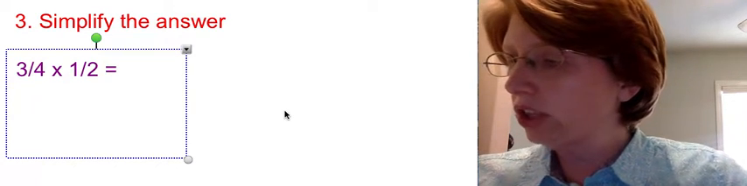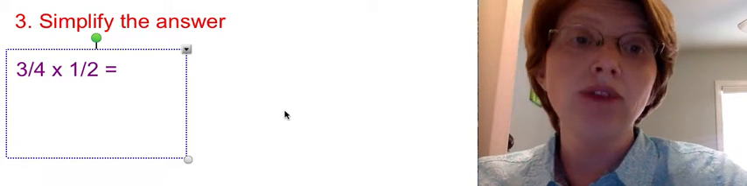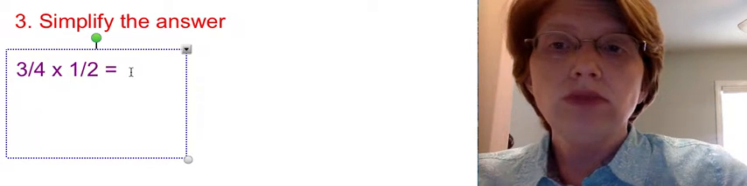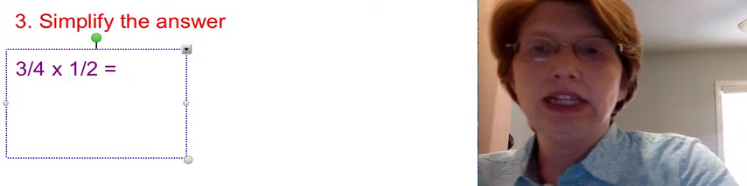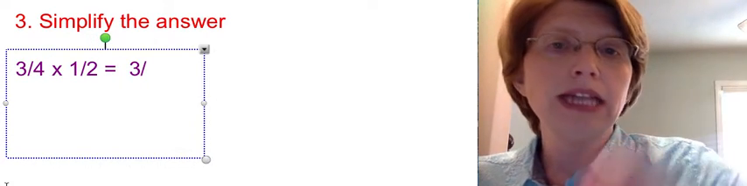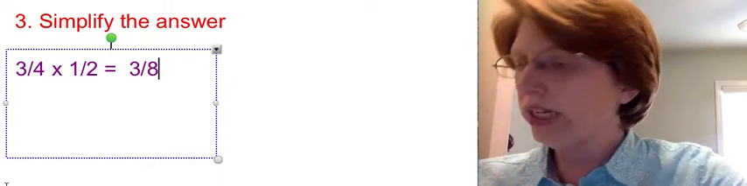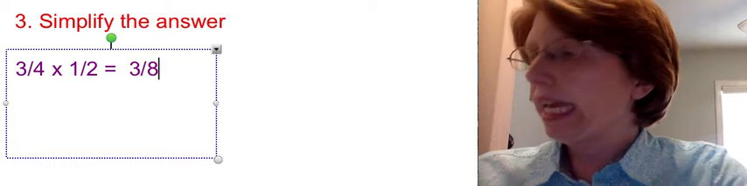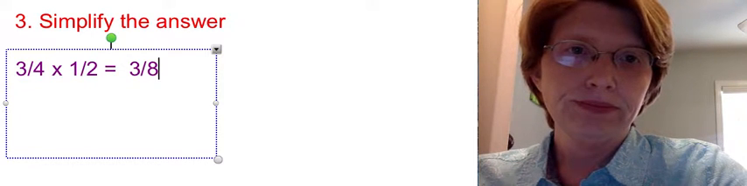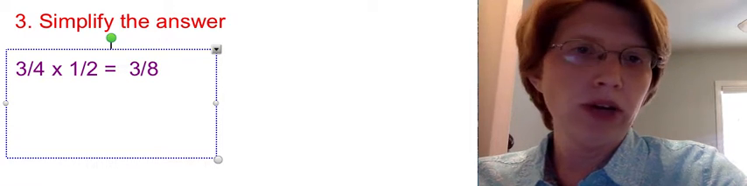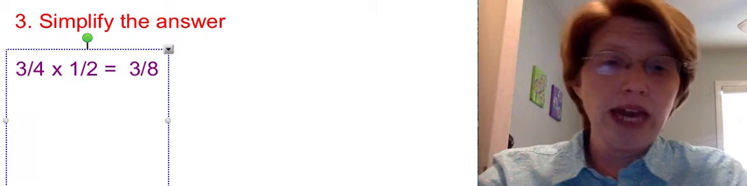So let's practice 3/4 times 1/2, or 3/4 of 1/2. So I'm going to multiply the numerators. 3 times 1 is 3. I'm going to multiply the denominators. 4 times 2 is 8. The answer is 3/8. Can it be reduced at all? No. 3 can't be broken down. 8 can't be broken down. Done. Okay, look at number 2.